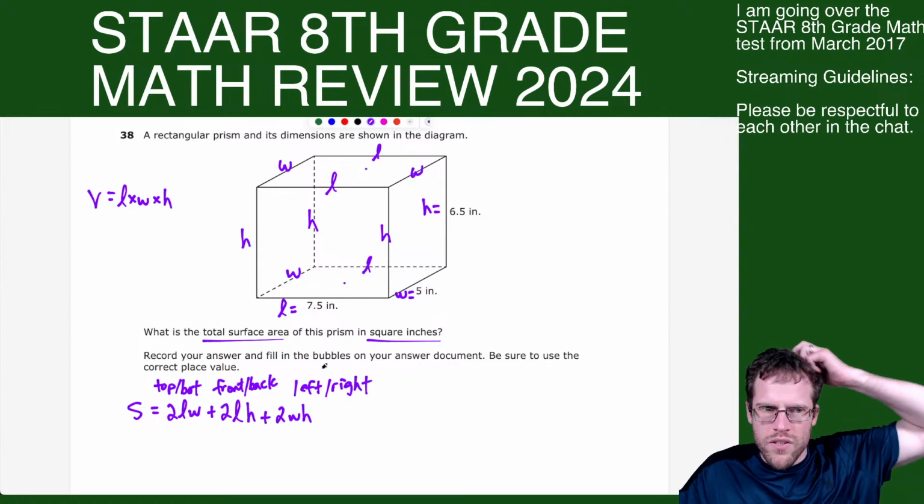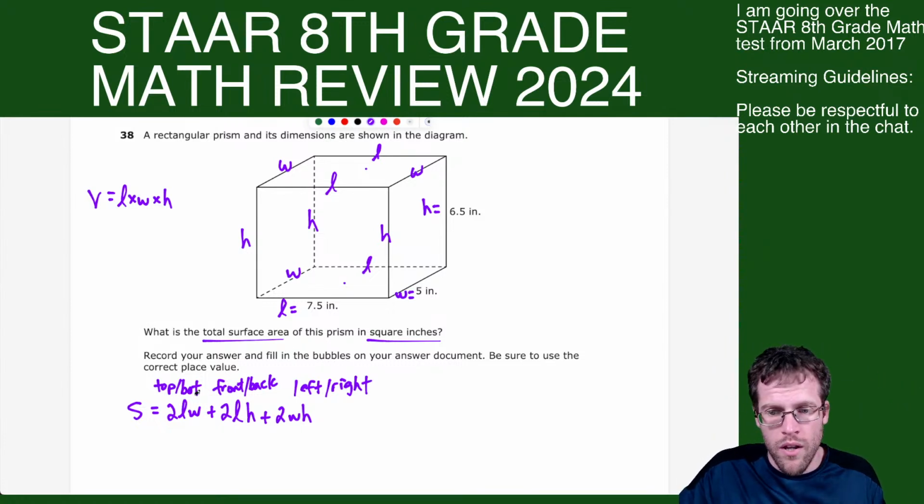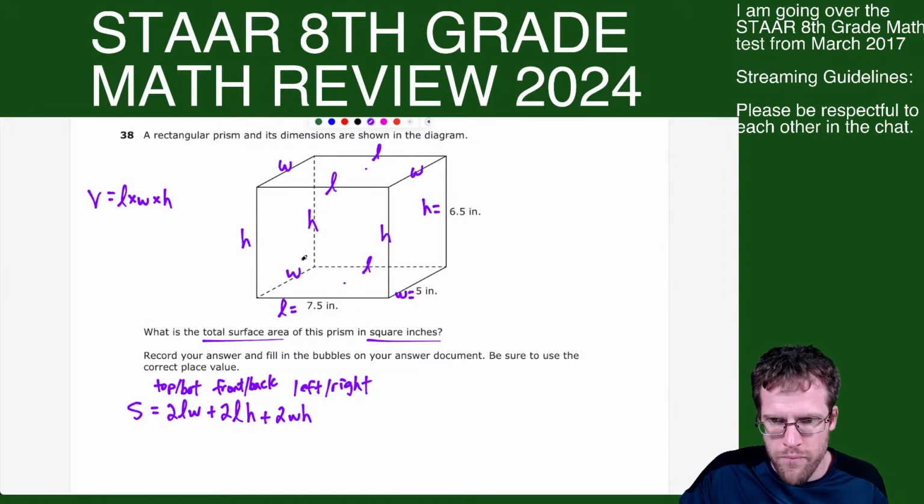Okay, so there's 6 sides to a rectangular prism, and we're finding the area of all 6. But by symmetry, the areas of the top and bottom, front and back, left and right are the same. So now we just plug in very carefully. We have 2 times, so let me make that neater.